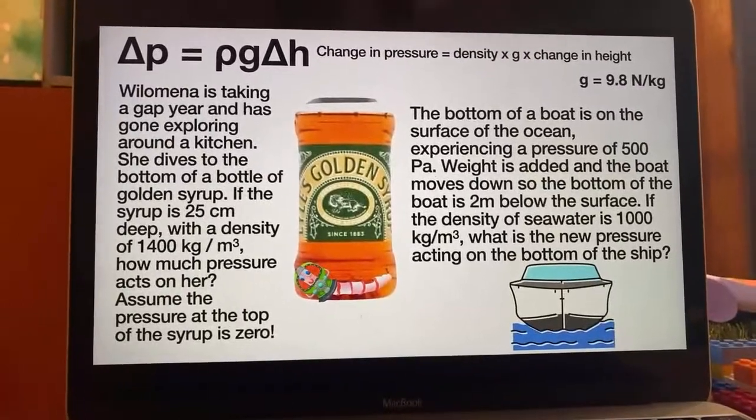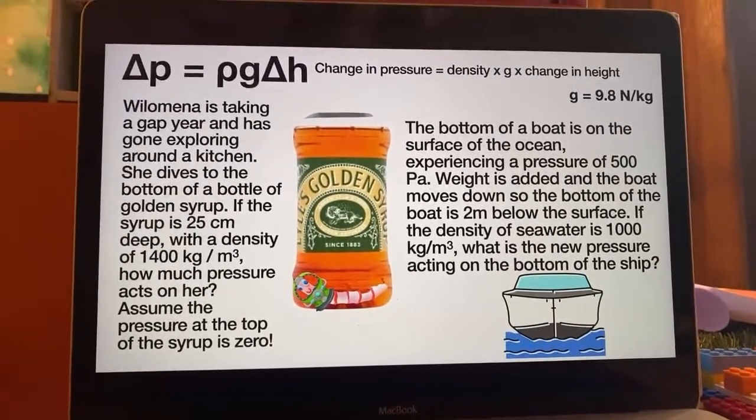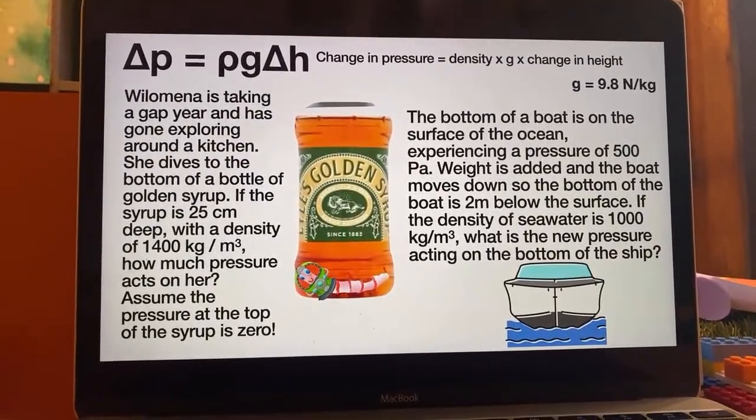I don't know if you noticed, the Theatre of Science mascot is Wormy, and quite a while ago we did have this storyline that Wormy had 2 children, and we haven't heard from them for ages. Well, it turns out that Wormy's daughter Wilhelmina is taking a gap year and she's gone exploring around a kitchen. So she's dived to the bottom of a bottle of golden syrup.